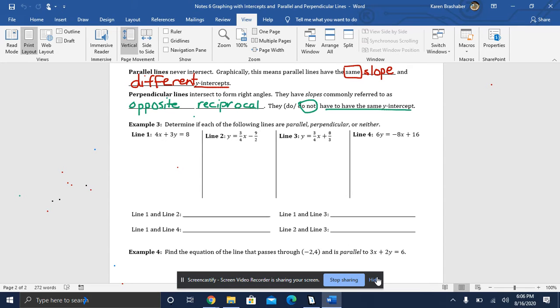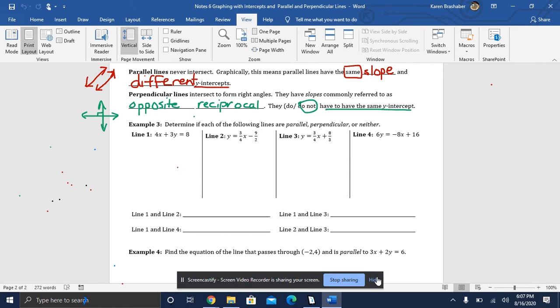I'd also like to show you just a sketch. Parallel lines would never intersect and would look like that. Perpendicular lines would intersect, and they actually intersect at right angles. So I'm going to use a little right angle symbol there.